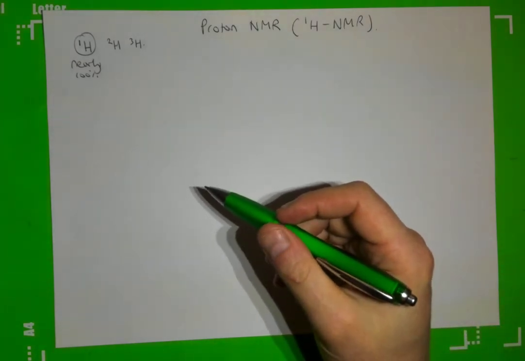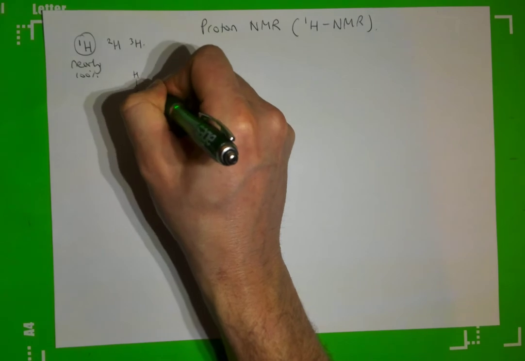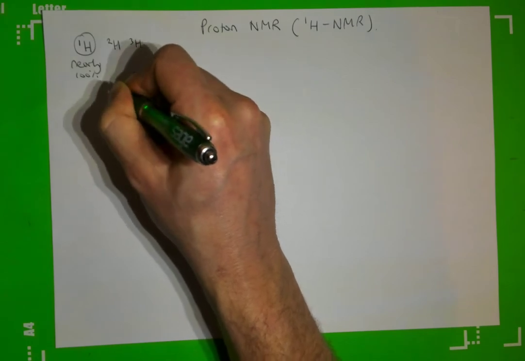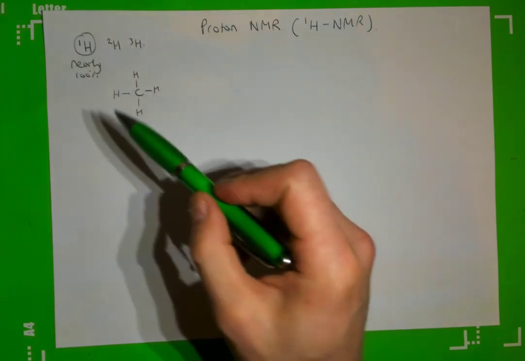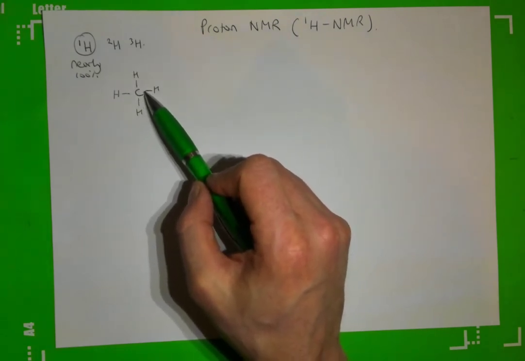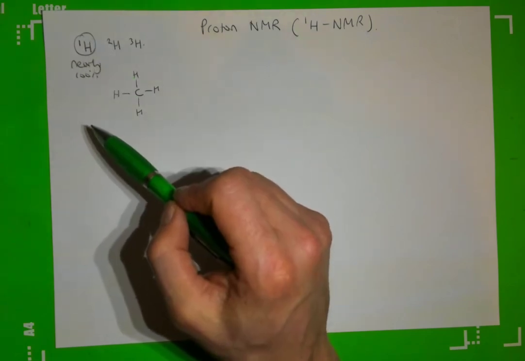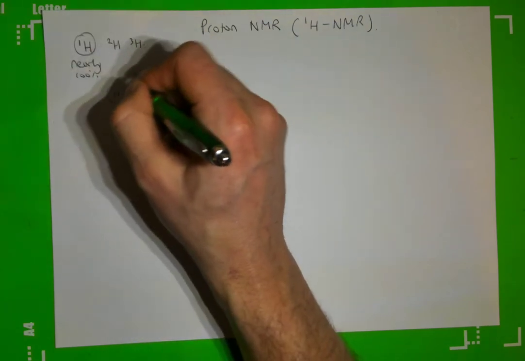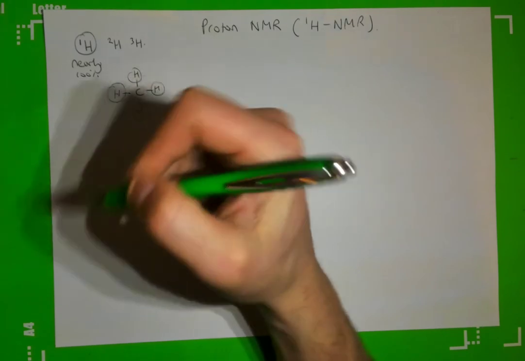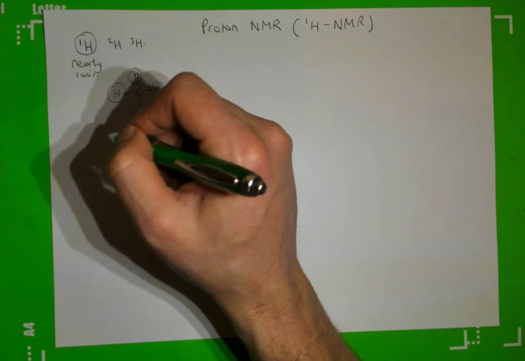So let's have a look at our carbon environments and our hydrogen environments. So a very simple molecule here. If this was a carbon-13 NMR spectra, it would have one peak. Now, if we have a proton NMR, it still only has one peak. And that's because all of these hydrogens here are in the same environment. They're what you call equivalent. Equivalent means in the same environment.